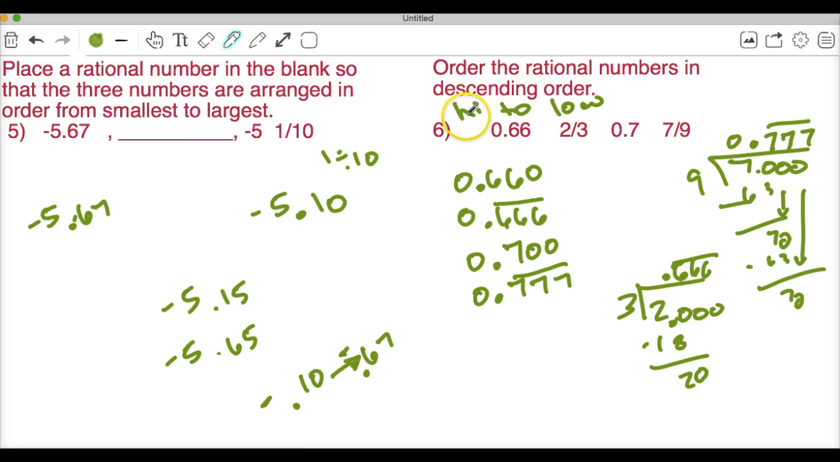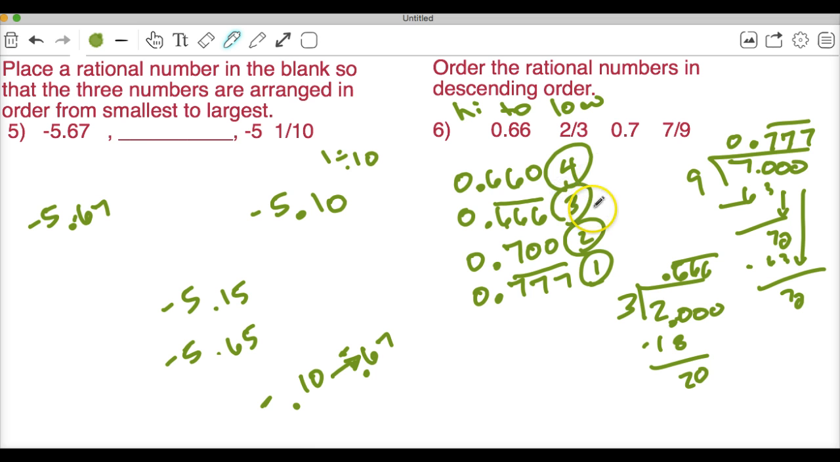And since I'm going to go from high to low, I can tell that of these two, my 7 repeating is my larger value. So that's going to be first. This one will be second. Between these two, my repeating 6s will be larger than my 2 6s.